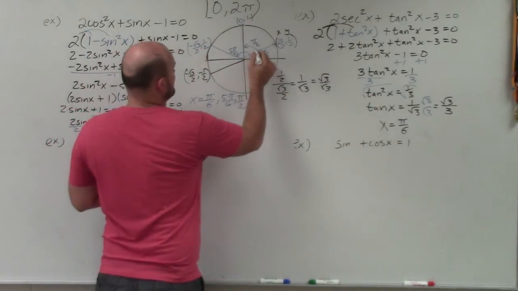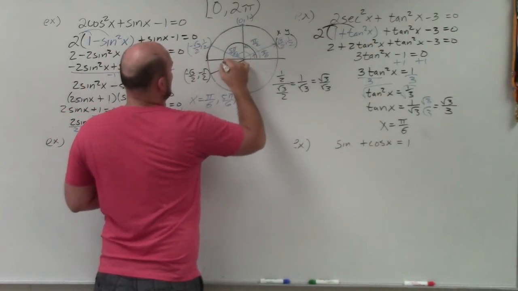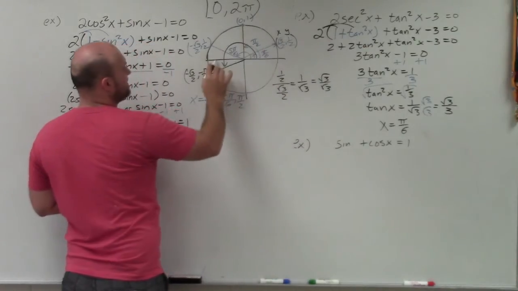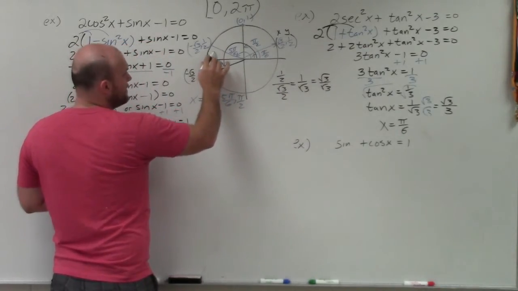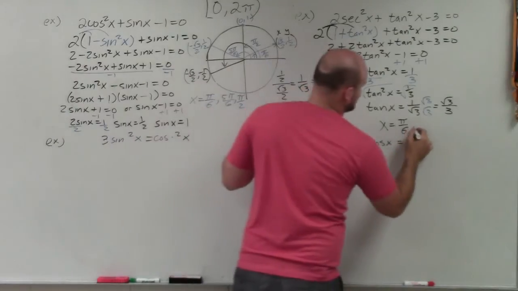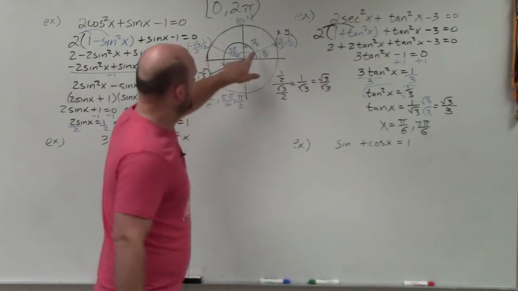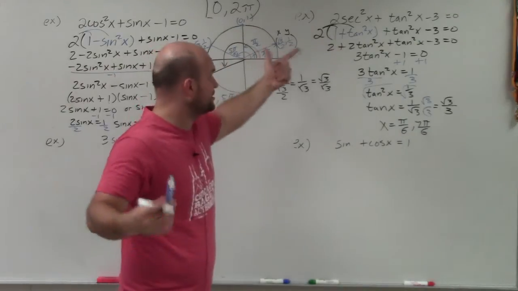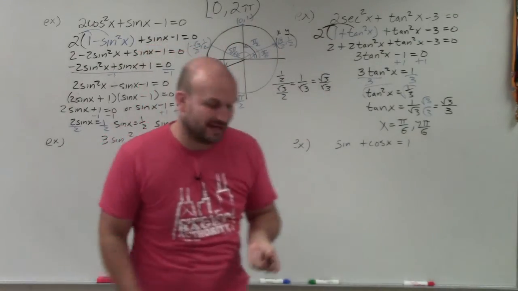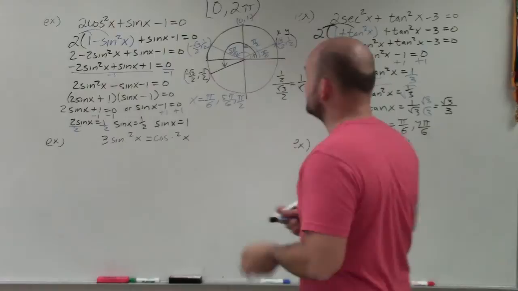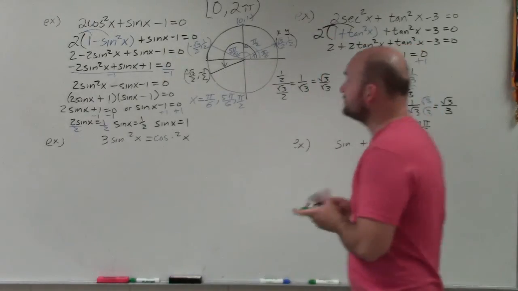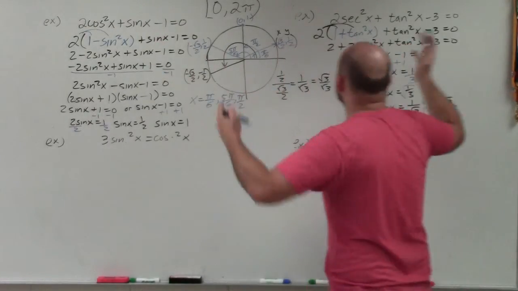So we just need to determine, well, then what is that angle? Well, if this would be pi, which is 6 pi over 6, this would be 7 pi over 6. And you can see that those two angles are going to be our only two angles between 0 and 2 pi. All right, so now these were nice because they're already set equal to 0.